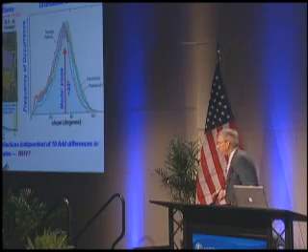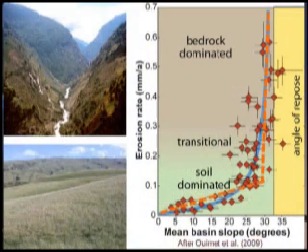And you might wonder, why is that? Well, we can start to address that question by looking at these two sort of end-member landscapes. At the bottom is a soil-mantled, grass-covered landscape with gently sloping hill slopes. And above, you can see the very steep, rugged, planar, bedrock underlain topography of the Himalayas. And on the right, we see data that relates basin slope, the average basin slope, with erosion rates.